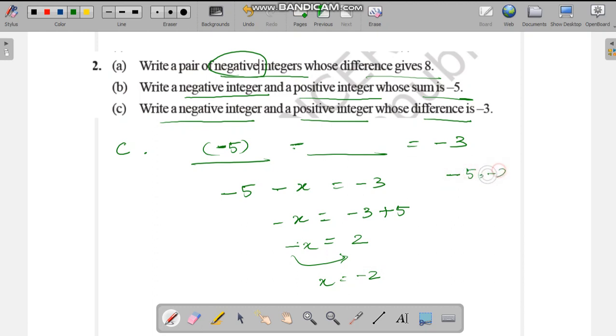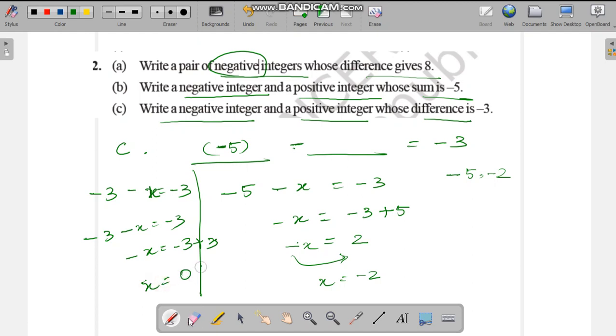So one pair here is -5 comma -2. We can just assume another number also in this part, let us try with -3 minus a positive number, x, equal to -3. So negative x equal to negative 3 plus 3. So here x equal to 0.